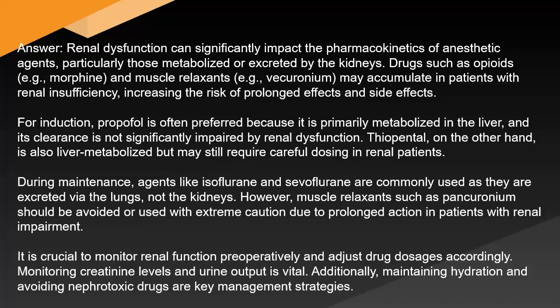For induction, propofol is often preferred because it is primarily metabolized in the liver and its clearance is not significantly impaired by renal dysfunction. Thiopental, on the other hand, is also liver metabolized but may still require careful dosing in renal patients. During maintenance, agents like isoflurane and sevoflurane are commonly used as they are excreted via the lungs, not the kidneys. However, muscle relaxants such as pancuronium should be avoided or used with extreme caution due to prolonged action in patients with renal impairment. It is crucial to monitor renal function preoperatively and adjust drug dosages accordingly. Monitoring creatinine levels and urine output is vital.